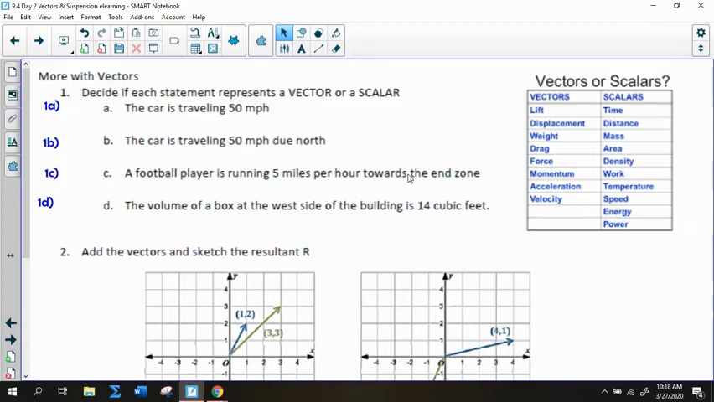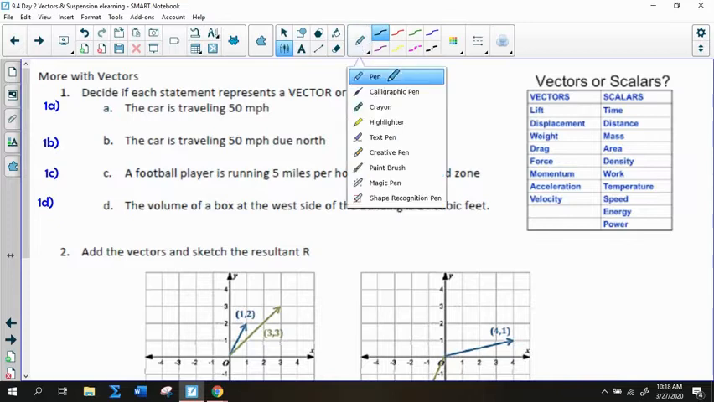Okay, so first we're just going to recap a little bit. I have a few statements here for you. You want to decide if the description is a vector or a scalar. Remember, a scalar is just a number. The first one is the car is traveling at 50 miles per hour, and 50 miles per hour is just a speed.